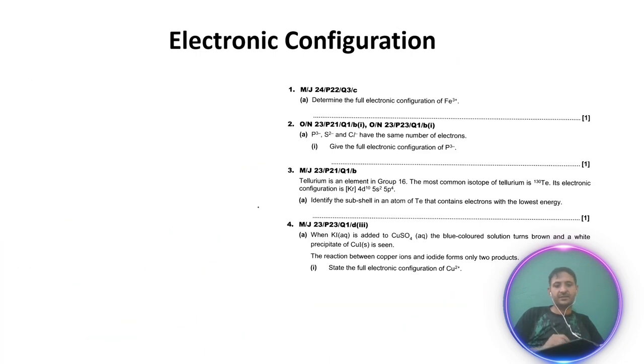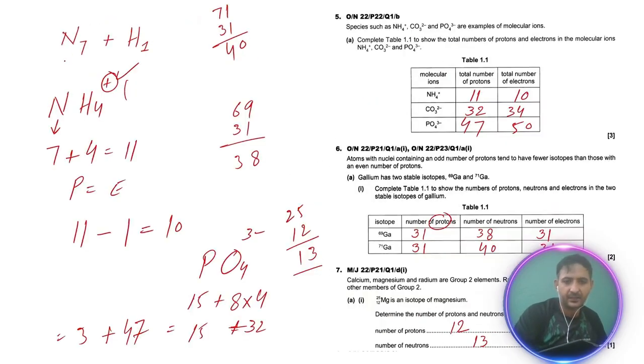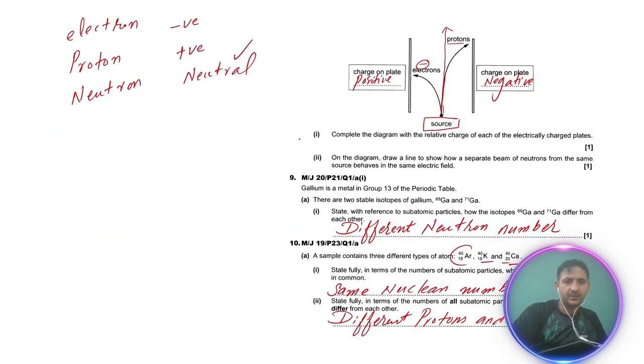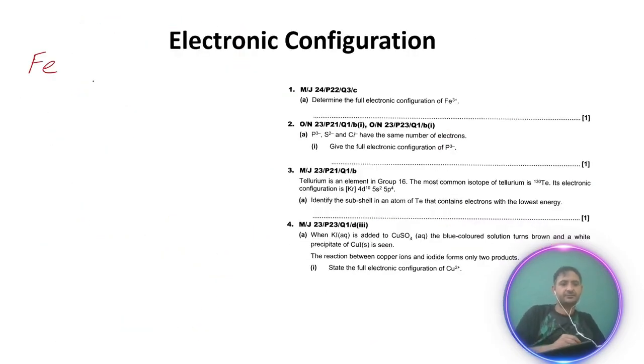So here we have this question. Determine the full electronic configuration of Fe3+. Okay, so now we have this Fe3+. First we need to find the atomic number of iron from the periodic table. Here I have iron, and we can notice it is 26. So 26 means there are 26 electrons.